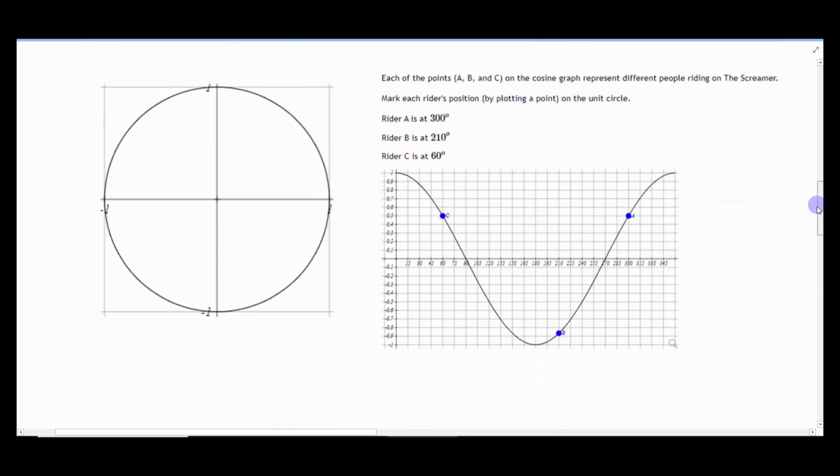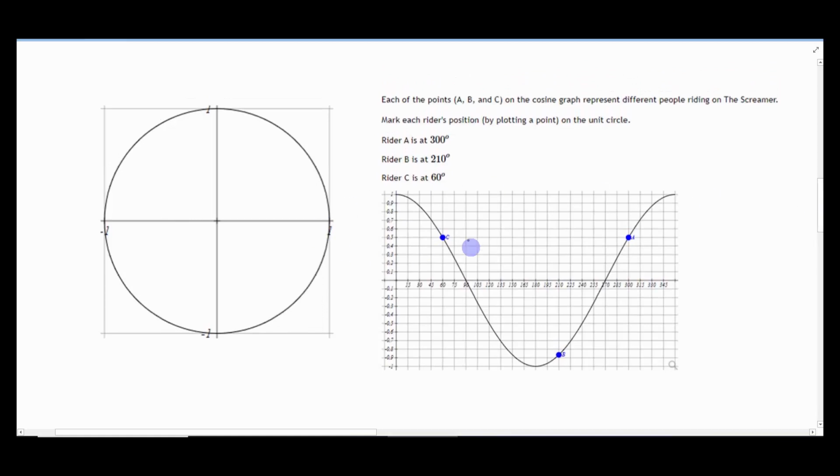All right, so let's go the other direction. This time we're given a cosine wave, right? So this is a cosine graph. Make sure you read the directions. Okay, we can see from the shape that it's a cosine wave. And we have 3 positions marked on the cosine wave here, and our job is to find the corresponding positions on the unit circle. Right? They give us the degree measures here, just in case it's hard to read from the graph.